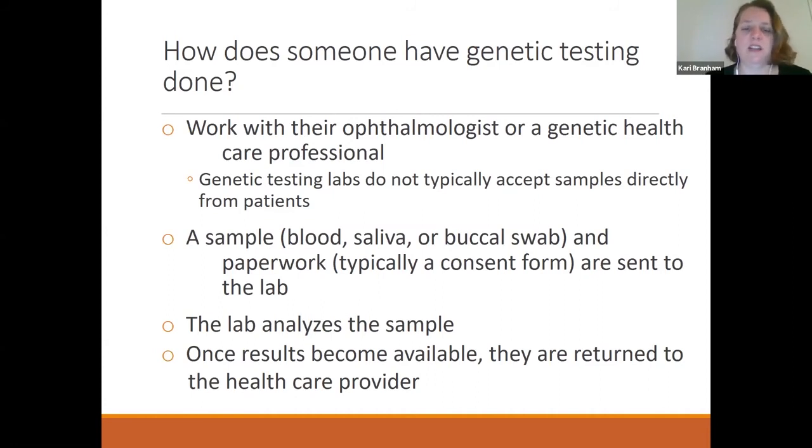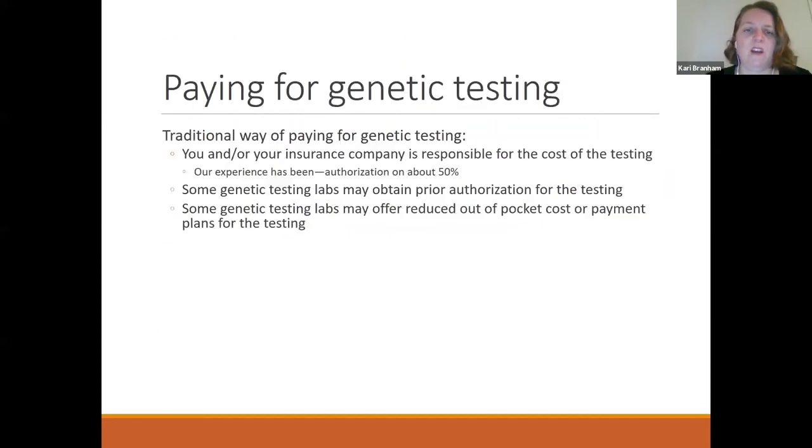When you do genetic testing, a sample, which may be a blood sample, a saliva sample, or a buccal swab, which is a swab done on the inside of your cheek, and paperwork, typically including a consent form, are sent to the lab. The lab analyzes the sample, and once those results become available, they go back to the healthcare provider.